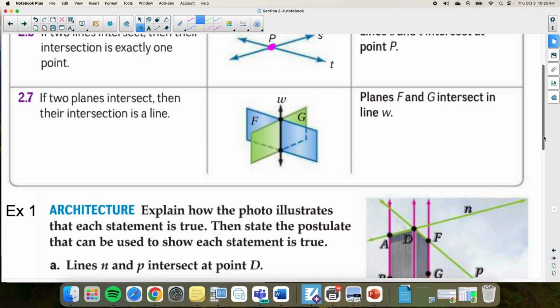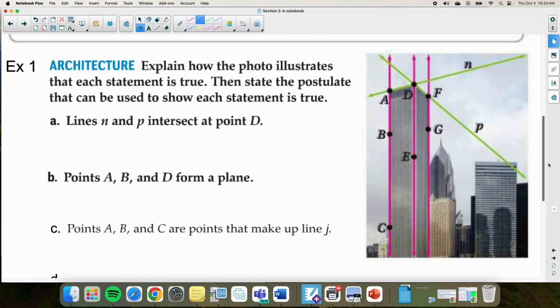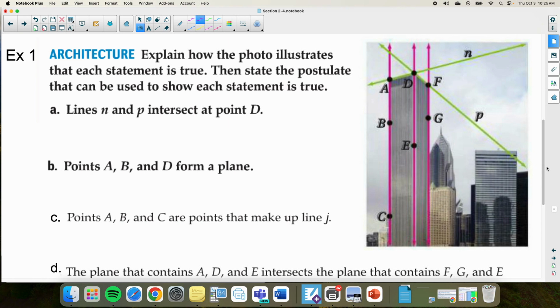You can tell they intersect in this line up here. So you just have to know that if two planes intersect, they intersect in a line. All right, so the first part of your assignment today, you're going to get a diagram like this, and they're going to ask you to state the postulate that can be used to show each statement is true. And you can just say 2-1, 2-2, 2-3, whatever it is.